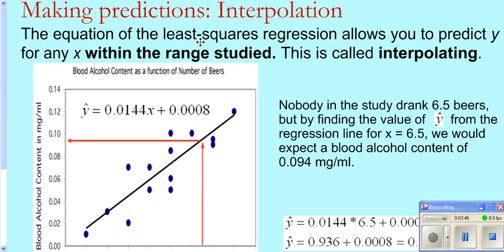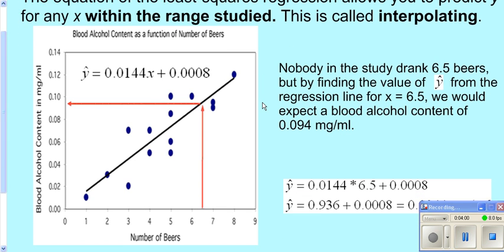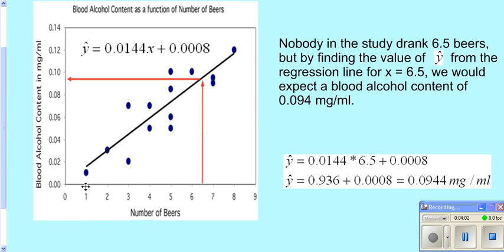Now let's go ahead and make predictions using our least squares regression line, which is interpolation. Interpolation is what happens when you make predictions within the range of your data, and you only want to make predictions within the range of your data. Here our data goes from 1 all the way up to 8. So we would not really want to make predictions beyond the value of 8 beers.